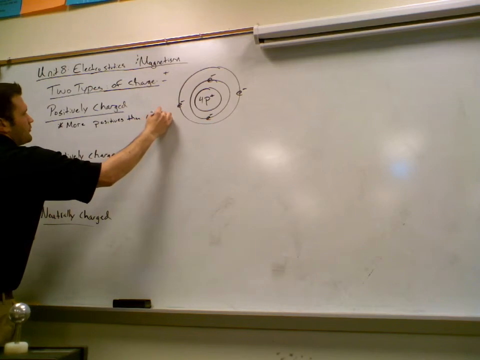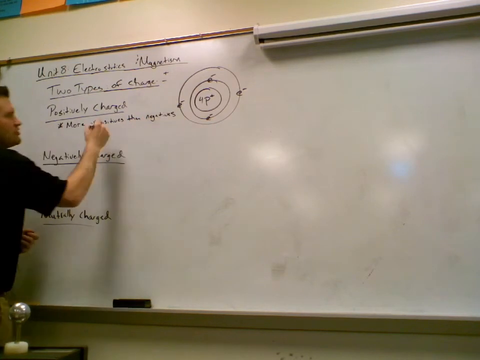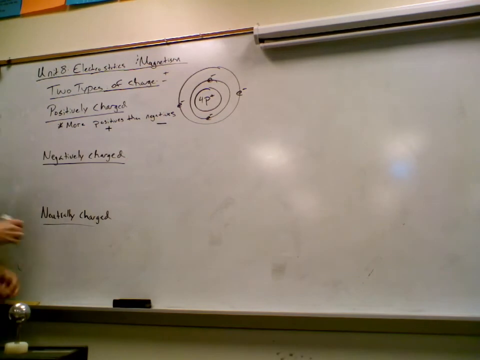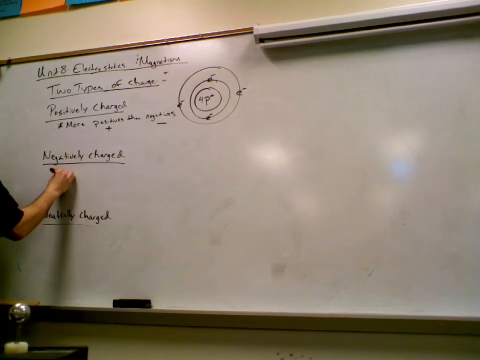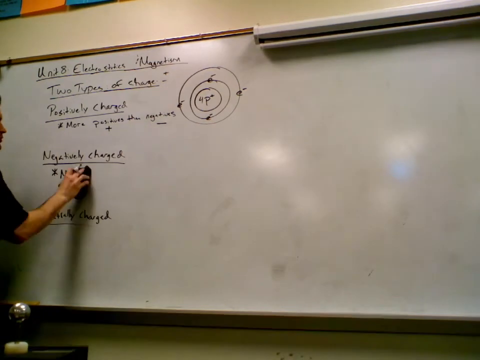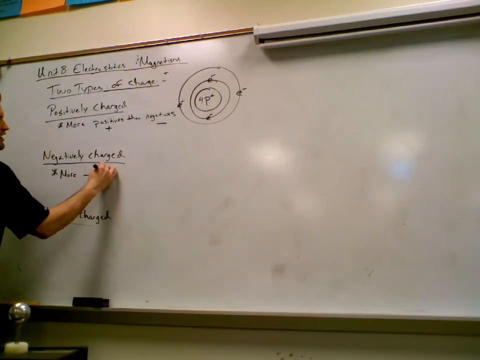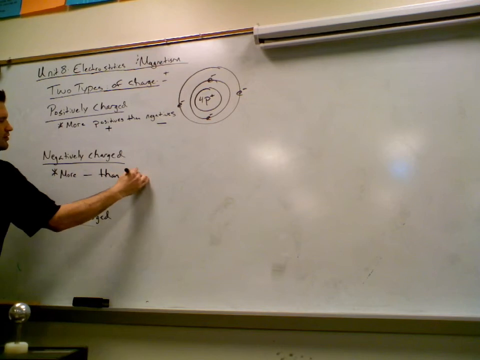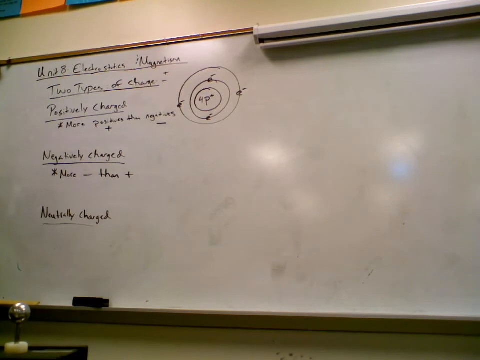Now, from here going forward, I'm going to use a plus sign for positives and a minus sign for negatives. What do you use for neutral? Neutral. Yeah. All right. So if I'm negatively charged, then that means what? More electrons than protons. Good. More electrons than protons, or more negatives than positives. Right? Beryllium is not an element that will gain electrons.